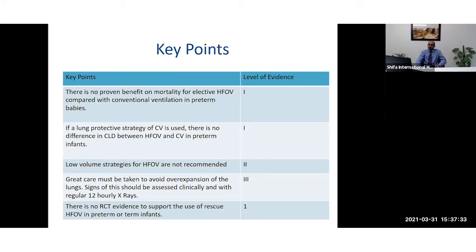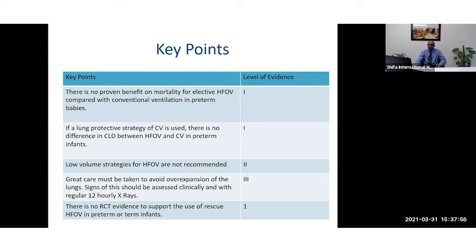So the key points are, as we discussed, that there's no proven benefit on the mortality for elective high-frequency ventilation compared with conventional in preterm babies, and the level of evidence is 1. If a lung protective strategy of conventional ventilation is used, there's no difference in chronic lung disease between high-frequency ventilation and conventional ventilation in preterm infants. Again, the level of evidence is 1.